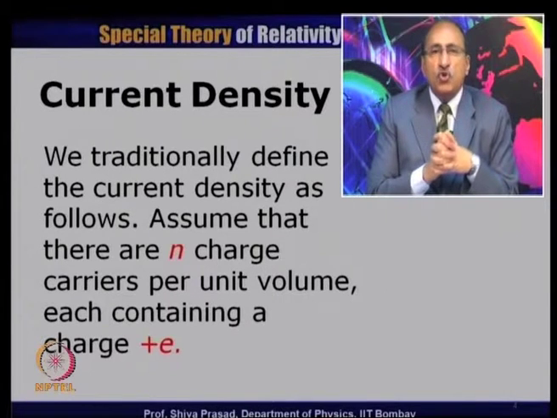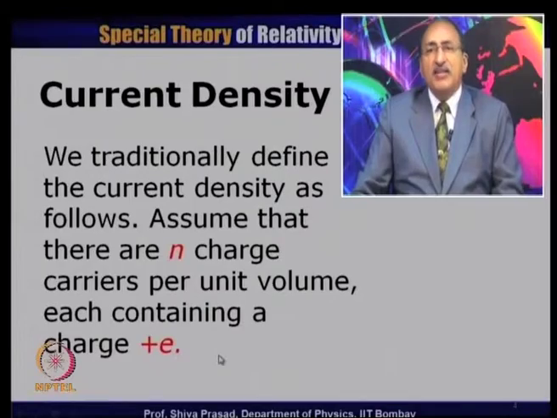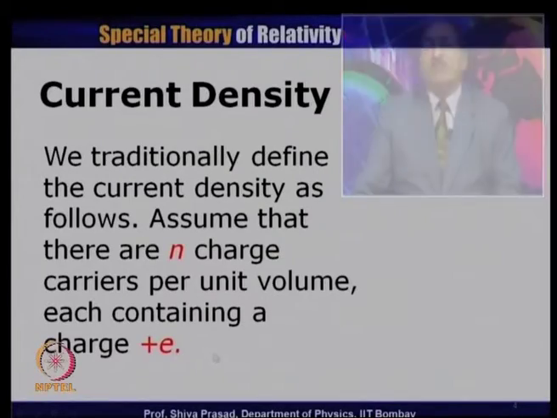So, as we said, let us assume that there are n charge carriers per unit volume, and each one of them is carrying a charge of plus e. I am just assuming that the charge carriers are positive, though as I have said that actually the charge carriers in a real conductor are electrons which are negative charge carriers, but just for defining the concept of current density, I take these as positive charge carriers.